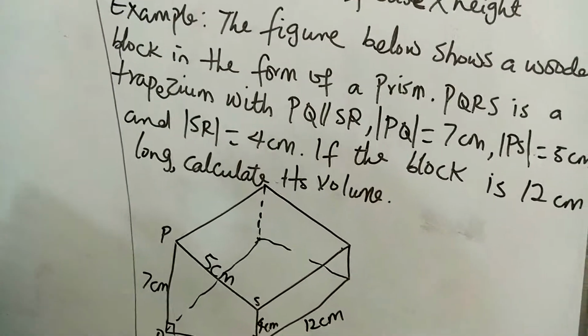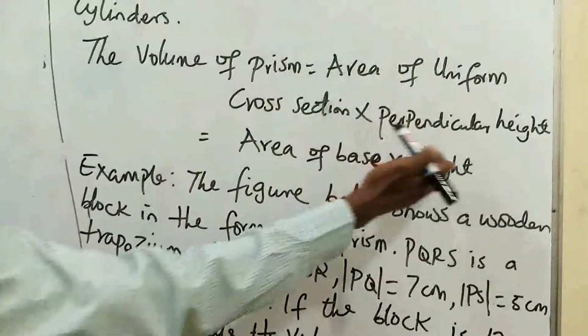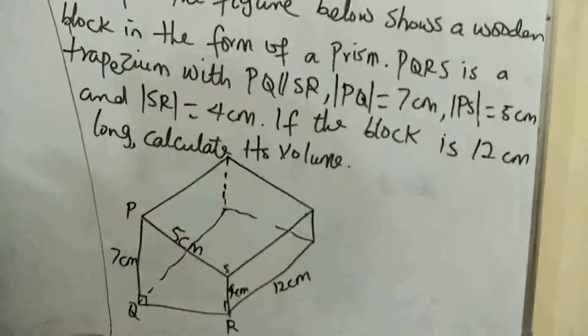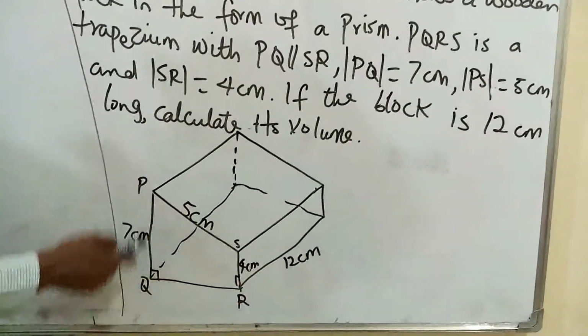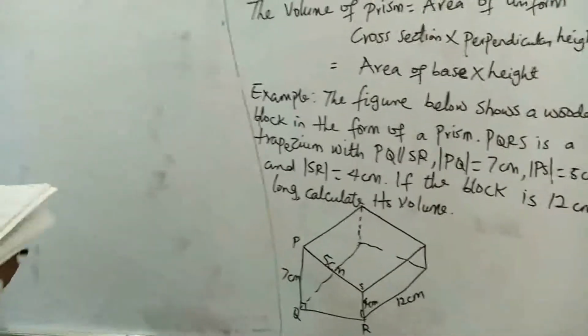We have to calculate the volume. Our formula again is the area of base times height. And if you look at this shape, the base is a trapezium. So we find the area of the trapezium and multiply by our height of 12 cm.